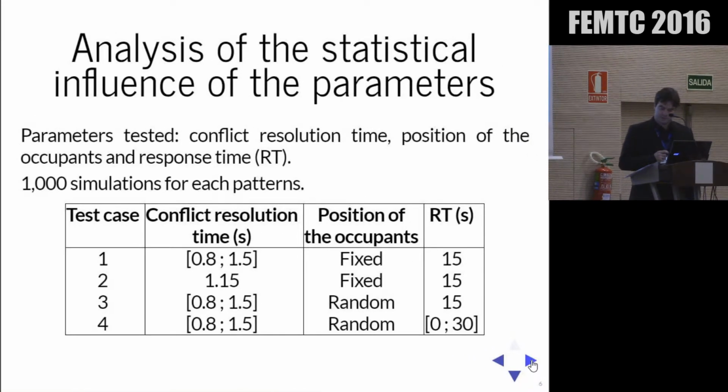After this reference test case, different parameter sets are tested to measure the influence. The tested parameters are the conflict resolution time, the position of the occupants, and the response time. There are 1,000 simulations for each pattern. The first test case is the closest to a default parameter set of BuildingExodus. The second one tests the variability of the output results with all the input parameters fixed. The third one adds the randomization of the position of the occupants against the first one. And the fourth one tests the variability of output results when all the input parameters are variable.